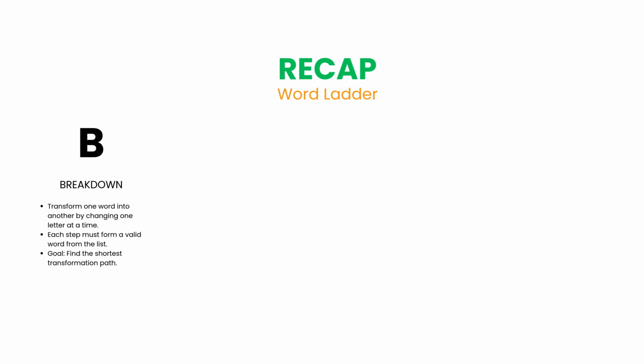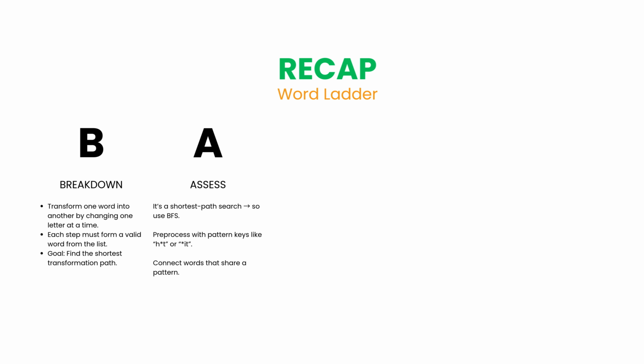Problem recap. We started with the idea of transforming a begin word into an end word, step by step, where every new word must exist in the list. Our goal was to find the shortest path from start to finish, and if it wasn't possible, we'd return 0. Approach recap. To solve it efficiently, we recognized that this was a shortest path problem in an unweighted graph, perfect for BFS. Instead of brute forcing every word connection, we optimized using pattern preprocessing, where we replaced each letter with a wildcard, creating keys like *ot or h*t to group words that differ by just one letter.